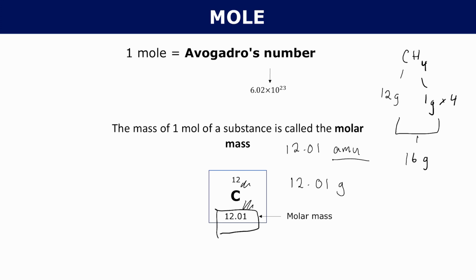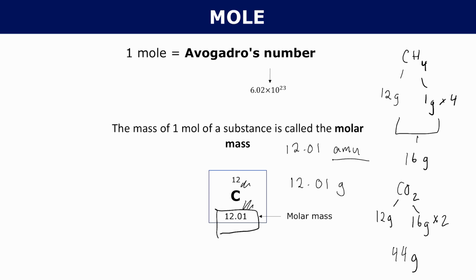Let's do another one. Let's do carbon dioxide, CO2. Carbon is going to weigh 12 grams, and oxygen is going to weigh 16 grams, or 1 mole of oxygen is going to weigh 16 grams. And since you have 2 of those, you multiply that by 2. So it's 12 plus 32, which is 44 grams. 1 mole of carbon dioxide is going to weigh 44 grams. And that's how you find the molar mass of a compound.